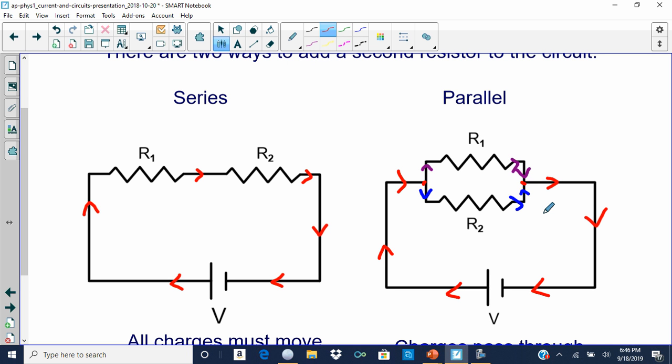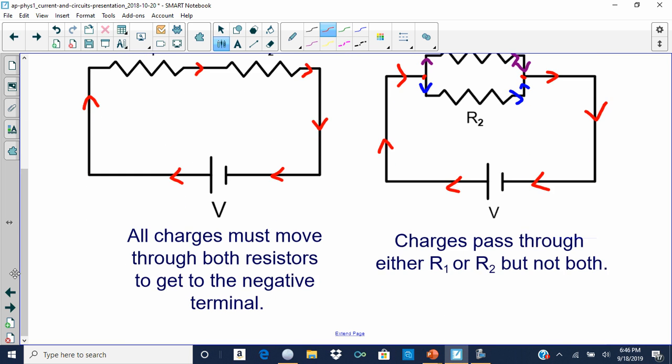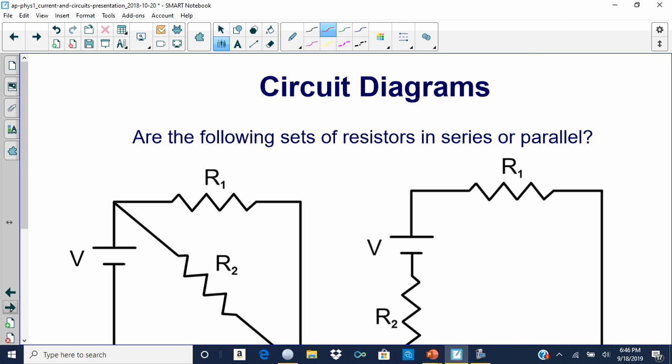So it's sort of like people. If I have 5 people go in through a door and 3 go into one line and 2 go into a different line, I'm still going to have 5 people coming out. Okay? Same thing with current. Whatever goes in must come out because charge is conserved. Okay, so here you see charges pass through either R1 or R2, but they don't go through both. They have to make a choice.